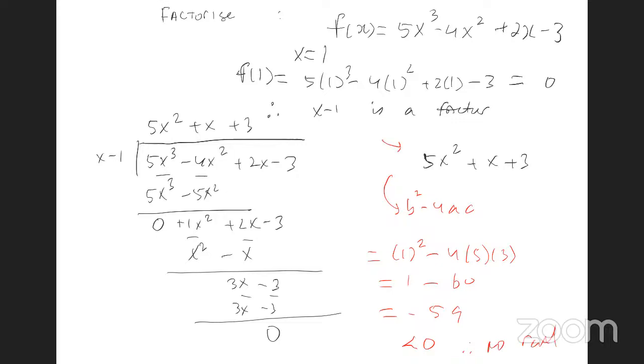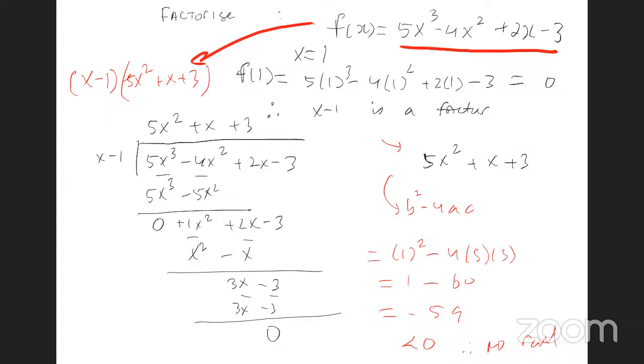So our final answer is this. If I ask you to factorize this, our final answer is x minus 1 by 5x squared plus x plus 3. That's it. You can't do anything further. Are you okay with that? Right? So that's the way you factorize. Let's move on with our revision.